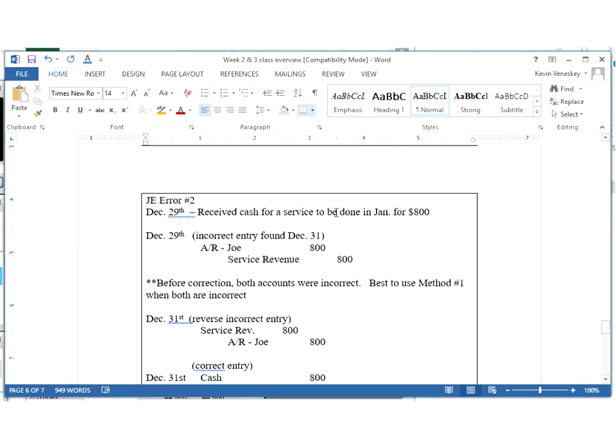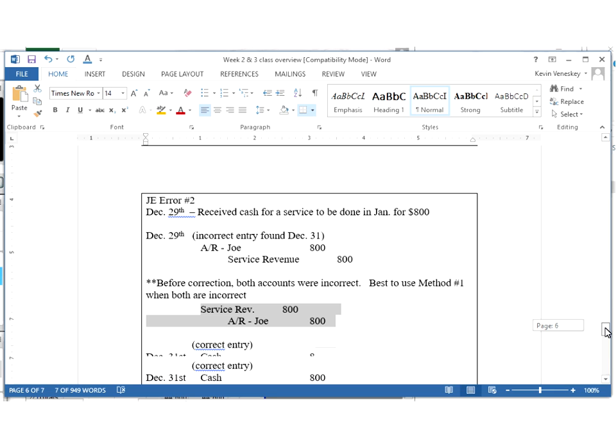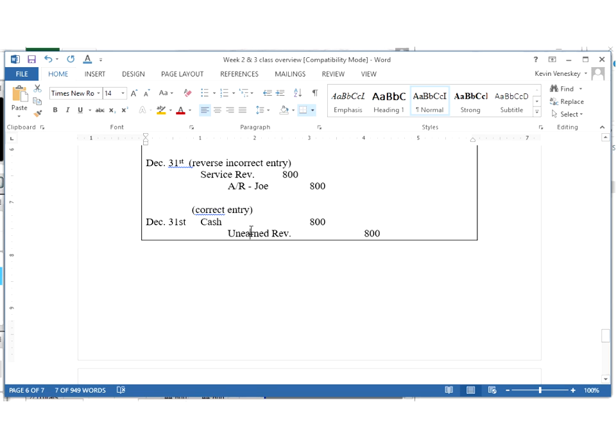And the credit was for a service to be done next month, so we can't count that as revenue. We have to count that as unearned revenue. And so both of our debit and our credit are incorrect. So in that case, all I want to do is go back and do my method number 1, reverse the incorrect entry. So we're going to debit the revenue, credit my receivable. This will zero out the incorrect items, and then provide the correct entry. And to show that, yes, we did get money, and we got it because we owe a service to our client.